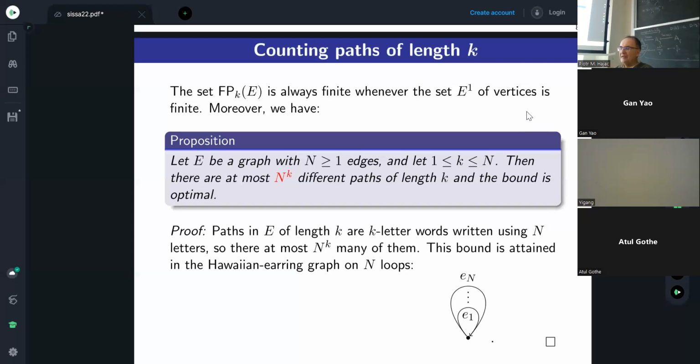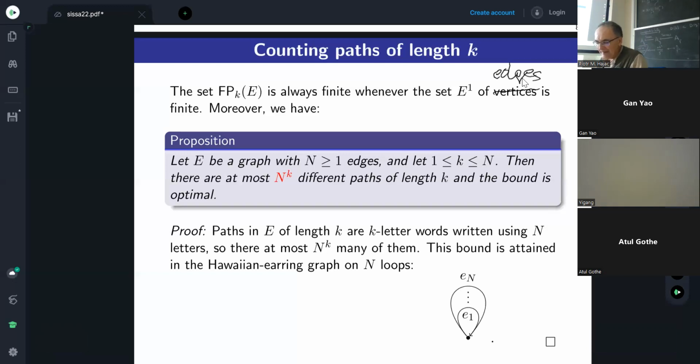But going back to my lecture, if you look at the set of all paths of length k in a given graph, this is always finite whenever the set E^1 of edges is finite. Sorry about this. The set of edges, of course. You can have as many vertices as you want. It's irrelevant.